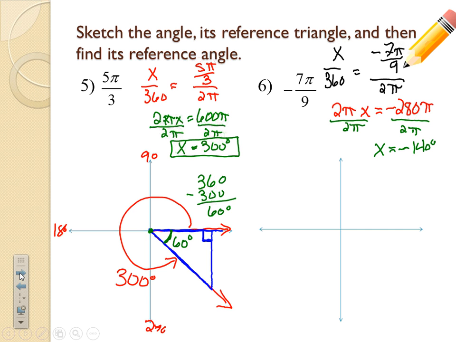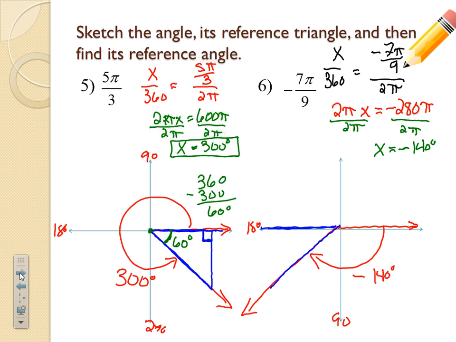So once all of this is said and done, I'm going to graph negative 140. I start at my initial side. This would be 90. This is 180. So it's going to be between 90 and 180. Put it about right here. Negative 140 degrees. Now it's time to make my reference triangle. Use my terminal side and the x-axis. From here I can drop it straight down, make my right angle. There's my reference triangle.